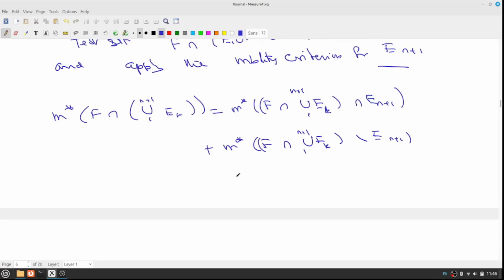Do you understand this? Please pay attention. Now F intersection E_{n+1}: I am taking the intersection with E_{n+1}. Remember, these are all pairwise disjoint. Therefore, this is nothing other than F intersection E_{n+1}, whereas this is nothing other than F intersection the union from 1 to n of E_k, because from this I am removing E_{n+1}.